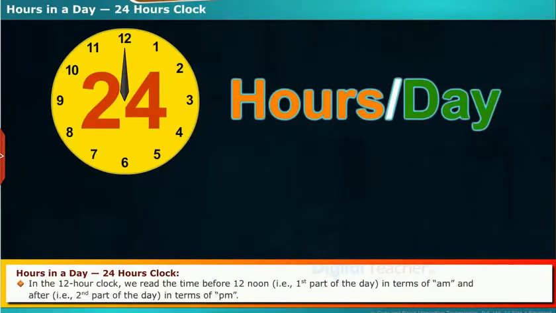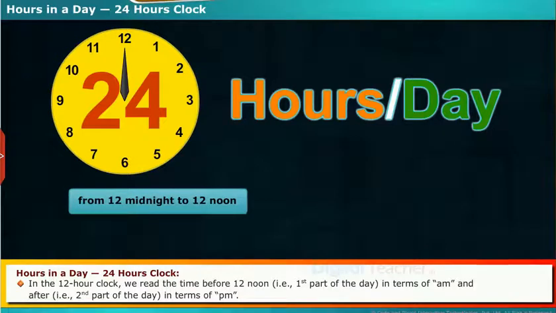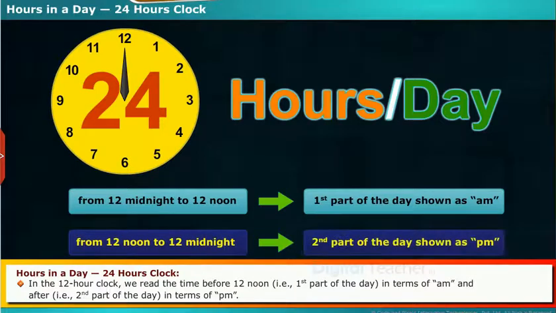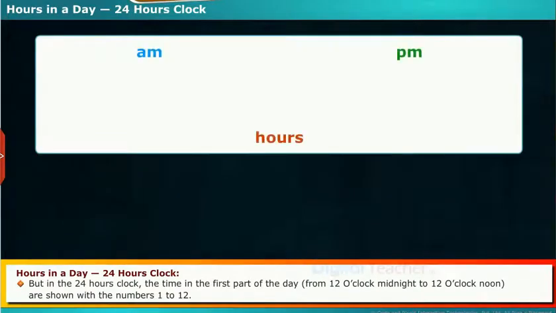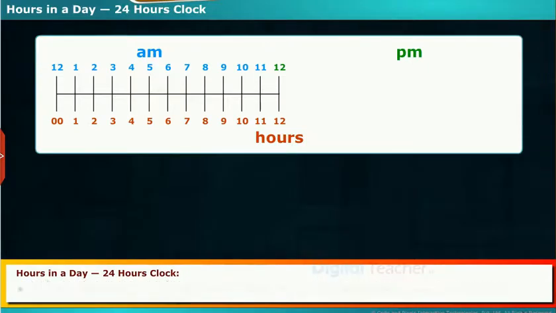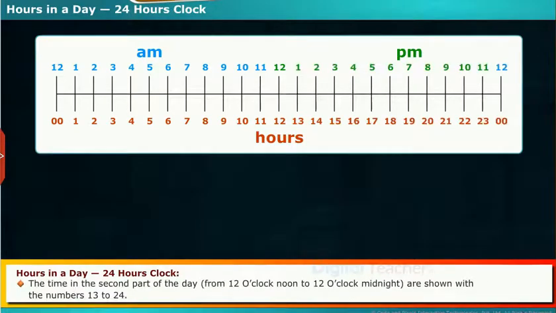In the 12-hour clock, we read the time before 12 noon, that is, the first part of the day, in terms of AM, and after, that is, the second part of the day, in terms of PM. But in the 24-hour clock, the time in the first part of the day, from 12 o'clock midnight to 12 o'clock noon, is shown with the numbers 1 to 12. The time in the second part of the day, from 12 o'clock noon to 12 o'clock midnight, is shown with the numbers 13 to 24.